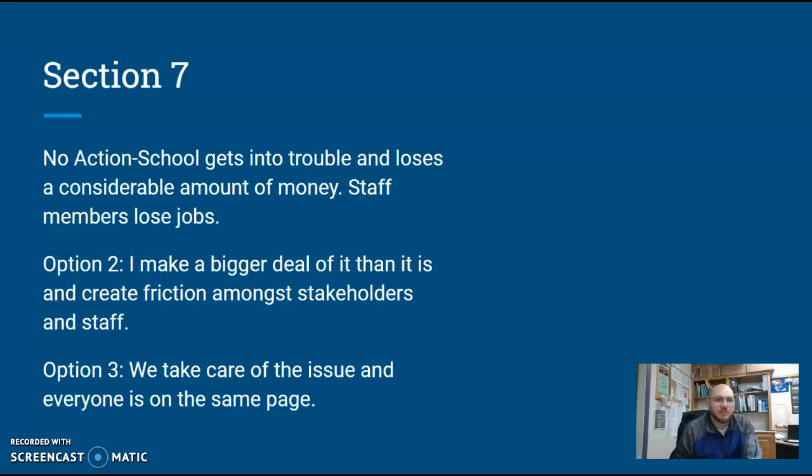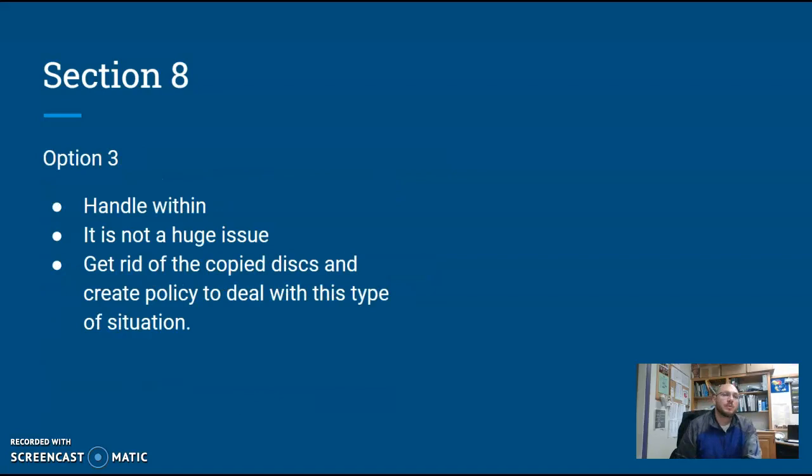Option three, we take care of the issue and everyone is on the same page. So you still take care of the issue, but you do it in a manner that isn't as over the top, and you make sure people realize that, yes, we understand you're trying to help, but by trying to help, you're breaking the law, and that could end up hurting us in the long run. What's the best option? Option three.